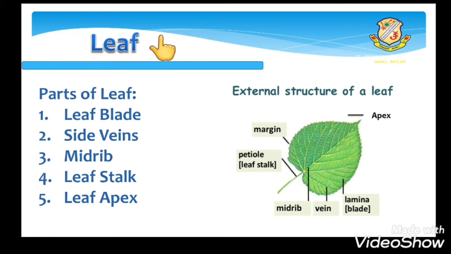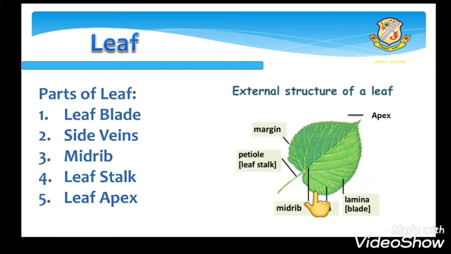Leaf is an important part of the plant because leaf is also called the kitchen of the plant, because it prepares food for the plant. Now the leaf is divided into different parts: the leaf blade, side veins, midrib, leaf stalk and leaf apex. Now students, see in the image, the tip part of the leaf is called the leaf apex.